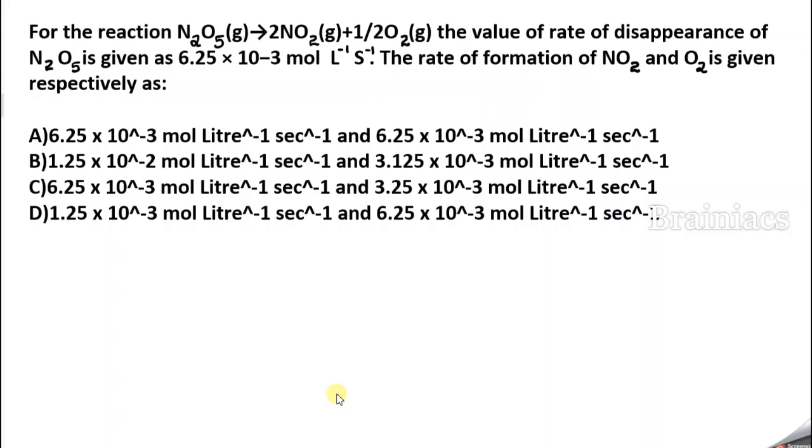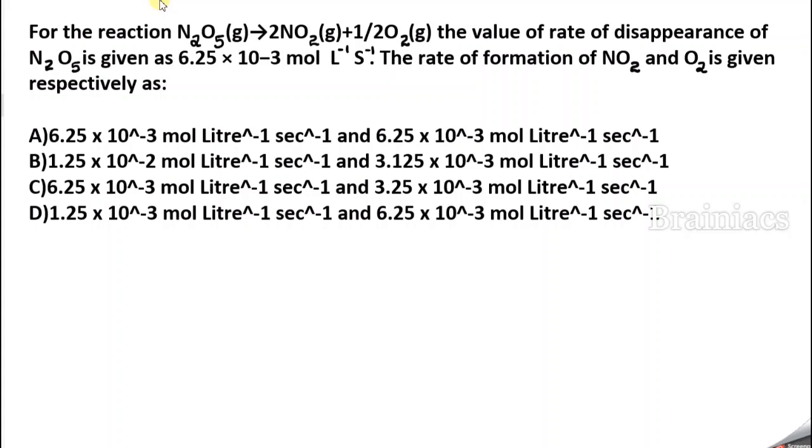For the reaction N2O5 getting converted to 2NO2 and half O2, the value of rate of disappearance of N2O5 is given as 6.25 into 10 power minus 3 mole liter raised to minus 1 second raised to minus 1. The rate of formation of NO2 and O2 is given respectively as? Okay, so this is what you need to find out.